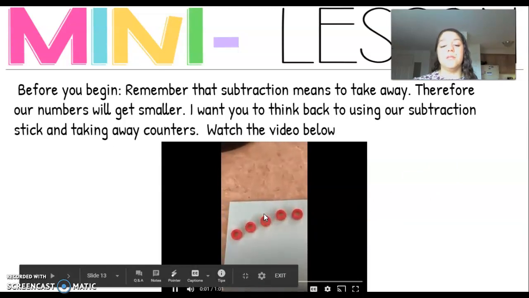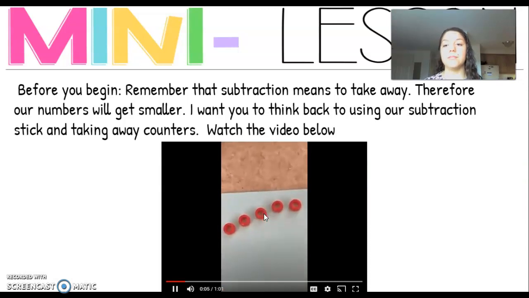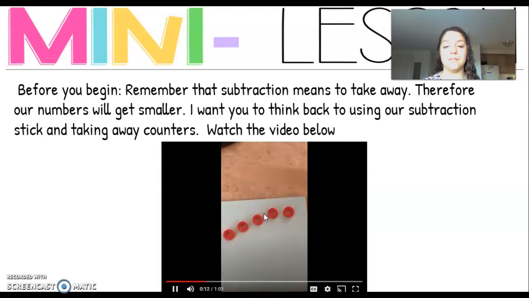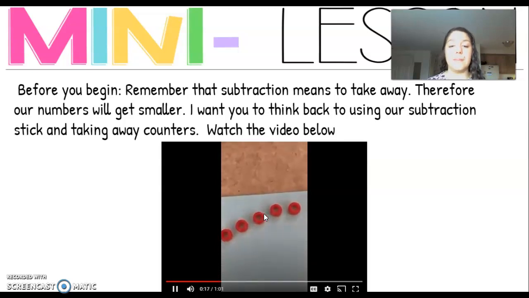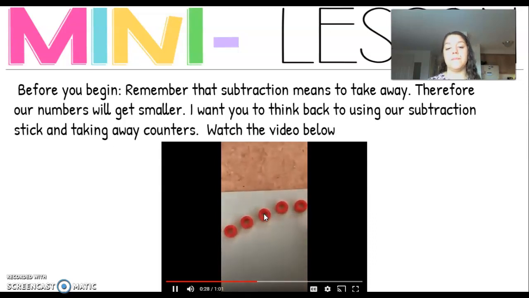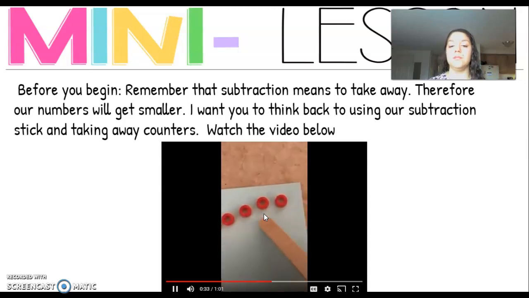Okay, boys and girls, I want you to think back to a lesson we did a couple weeks ago where we took away our counters with a subtraction stick or like a popsicle stick. At home, I don't have those counters, but I do have beads, and all of you have beads and a popsicle stick in your packet that your parents picked up for you. So I'm going to look at my paper and I'm going to count how many beads I have on the paper. 1, 2, 3, 4, 5.